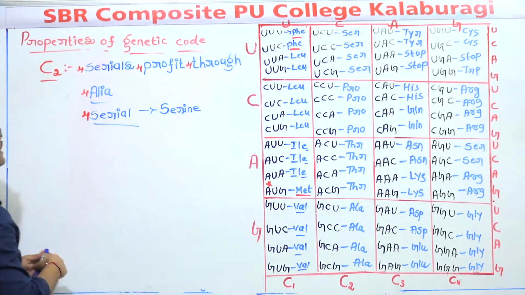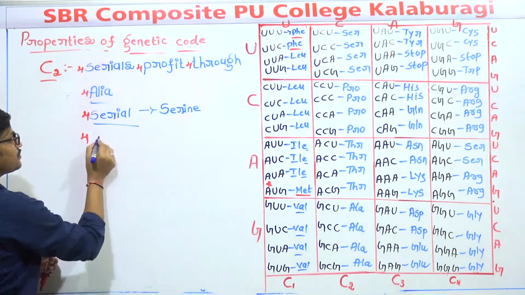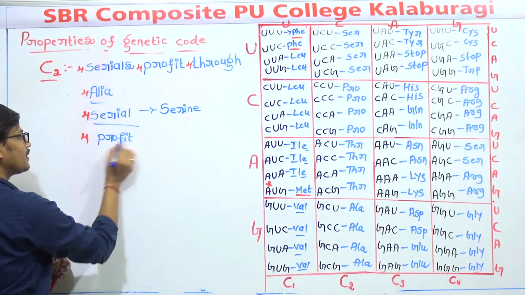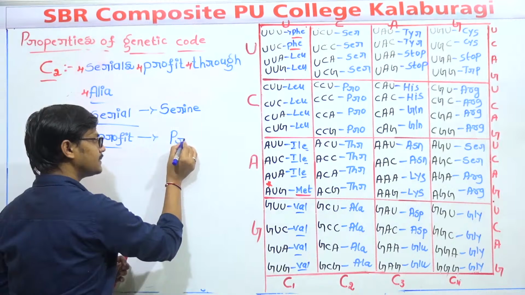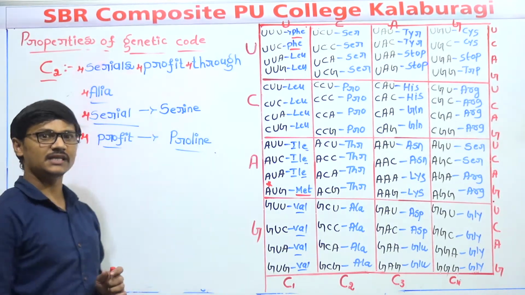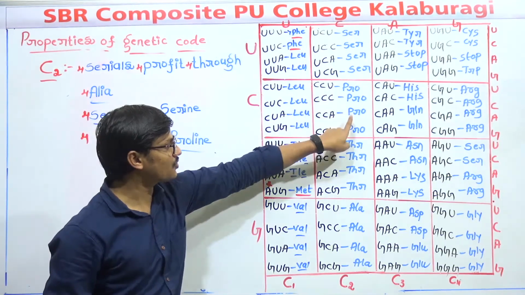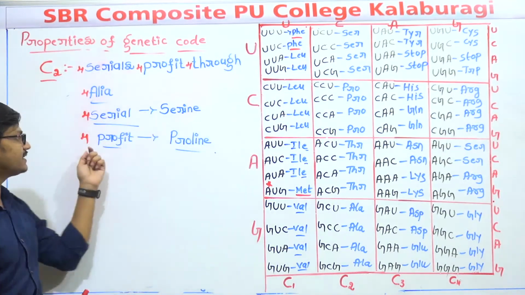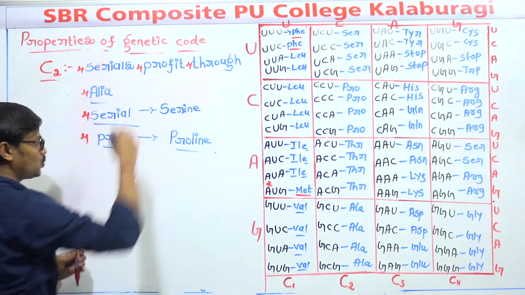Next, again here I have written 4, and I have written profit. So here profit stands for another amino acid. The name of that amino acid is proline. Proline is another amino acid. And you can see here how many codons there are for proline: 1, 2, 3, 4. That's why here I have written 4. Now let us see the next one.